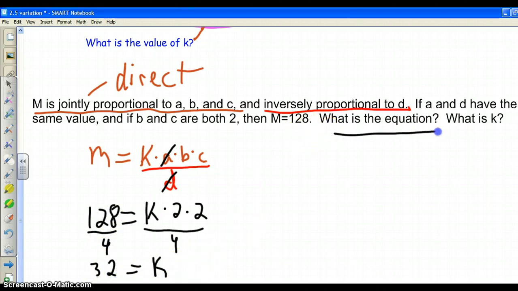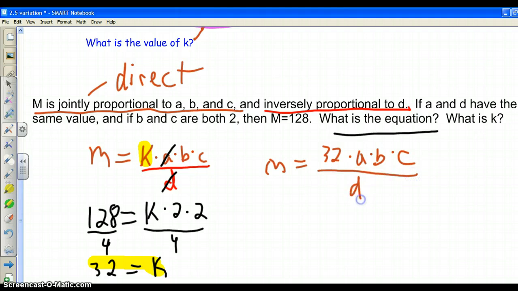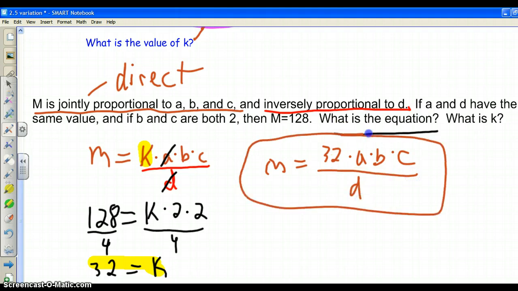What is the equation? Right, we found K. What do we do with our equation? Well, we're going to take this and plug it in here for K, and then we'll write our equation. Because K won't change. The other variables could. So we'll say M equals 32 times A times B times C all over D. And that'd be my equation.